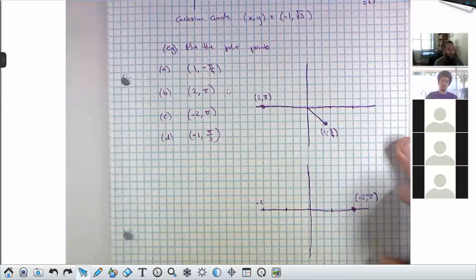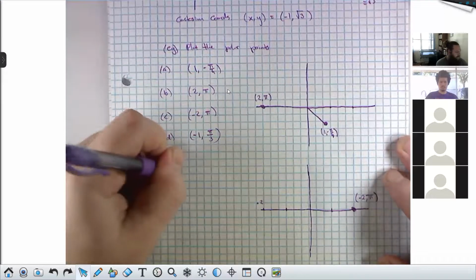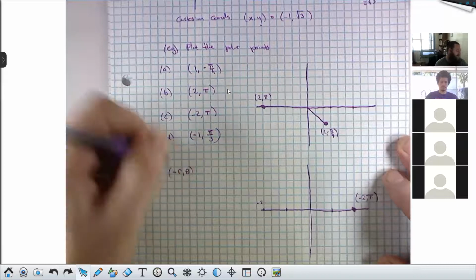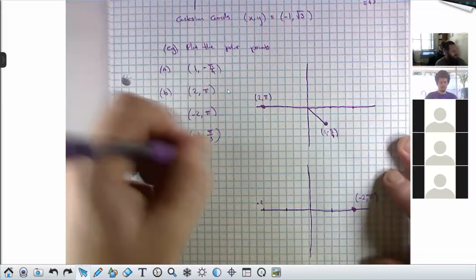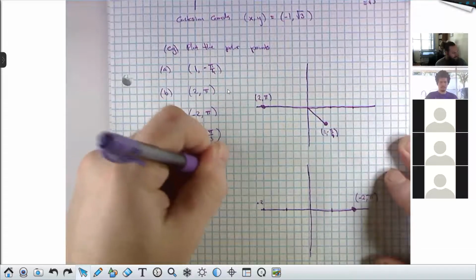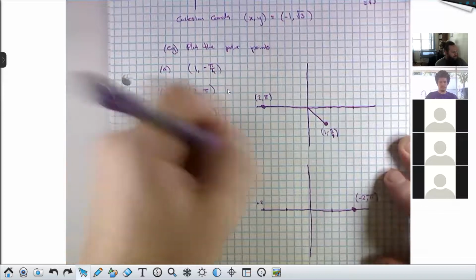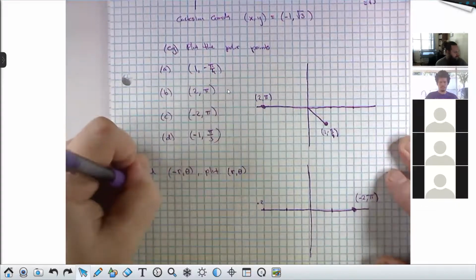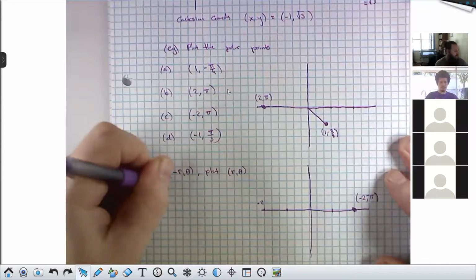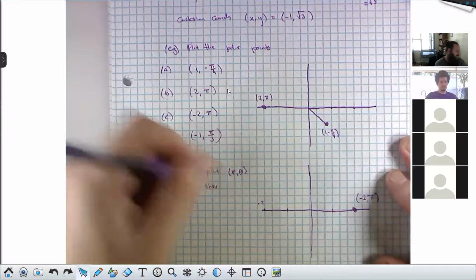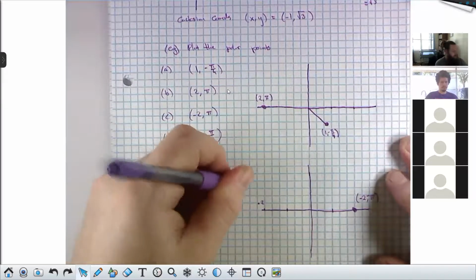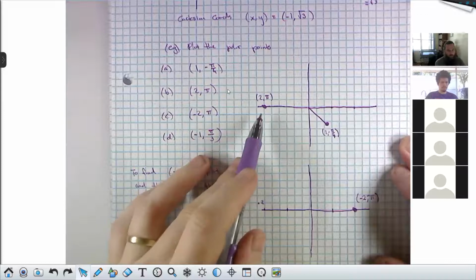The other way you do this is by plotting the point +2 comma pi and then reflecting over the origin. So to find -r comma theta, plot r comma theta, and then reflect through the origin. So 2 comma pi we said is right here.